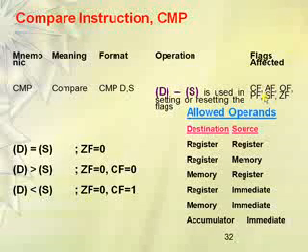If D equals S, assuming that both destination and source are equal, then ZF will become 0. And if D is greater than S, then ZF will become 0 and CF will become 0. And if D is less than S, then ZF will become 0 and carry flag will become 1. Why? Because we are subtracting S from D, and the allowed destination and source operands are register to register, memory to register, register to memory, immediate to register, immediate to memory, and immediate to accumulator register.